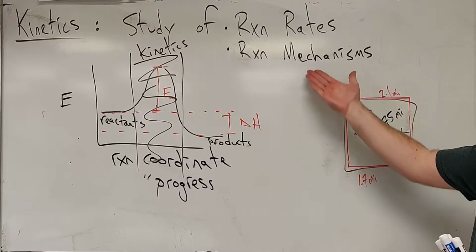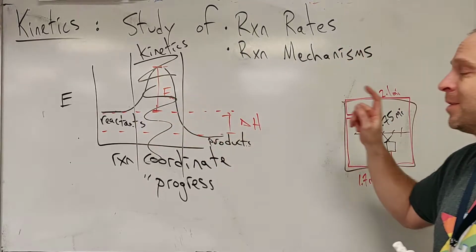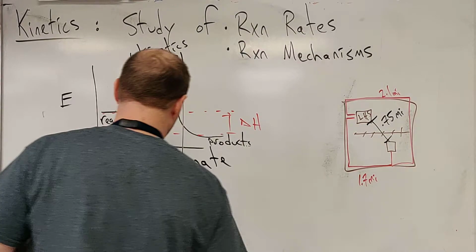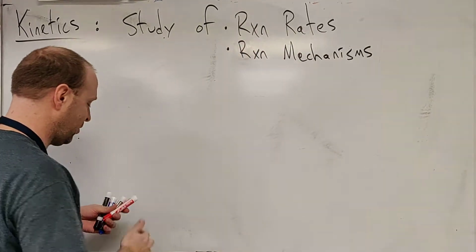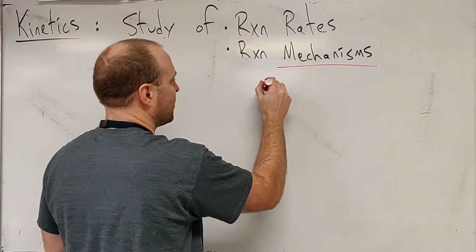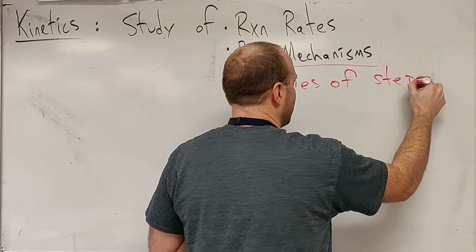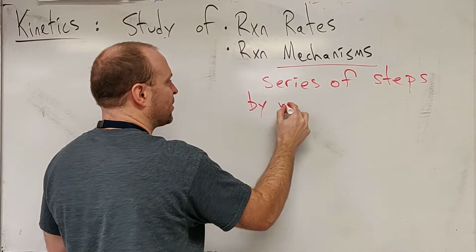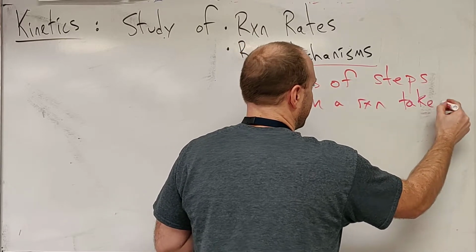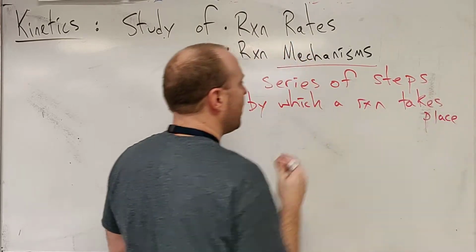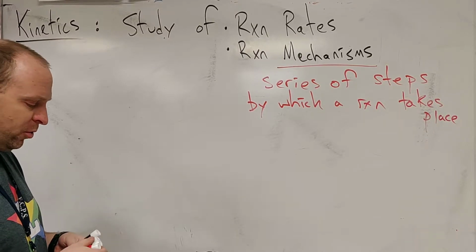So the way that comes into play is with reaction mechanisms. It's not where you start and where you end up, it's how you get there, all right? And so the mechanism is a series of steps by which a reaction takes place. And I guess I'll write that down. Reaction mechanism, this series of steps by which a reaction takes place. All right? And I think that's where our idea of chemistry has to change to accept kinetics.